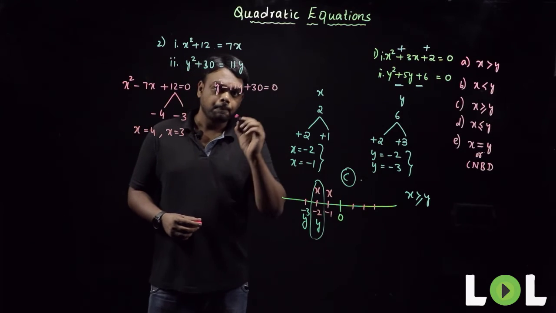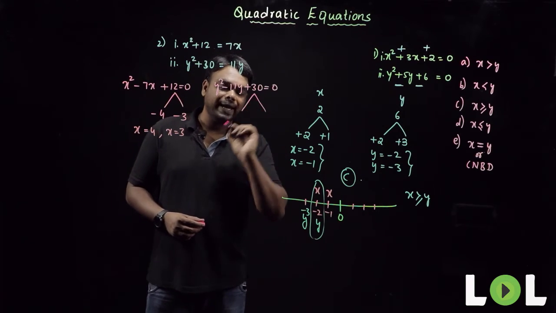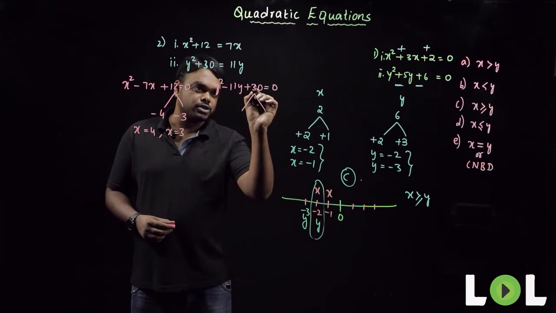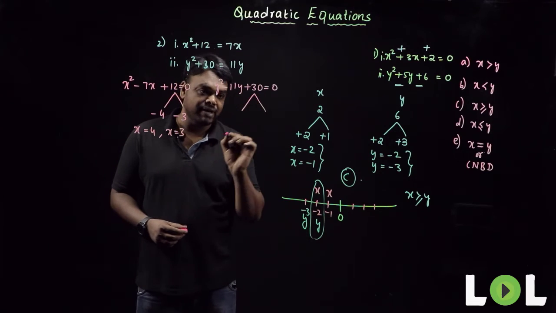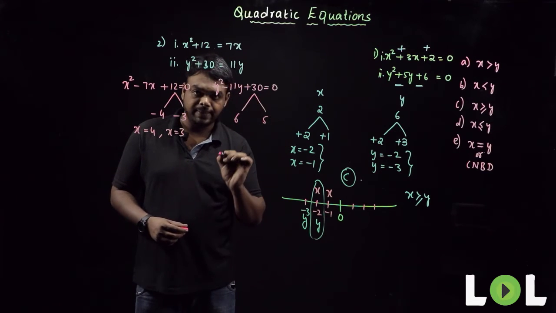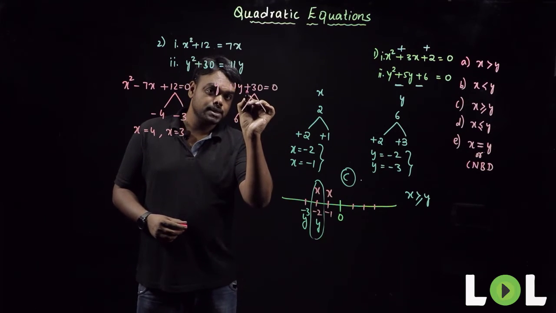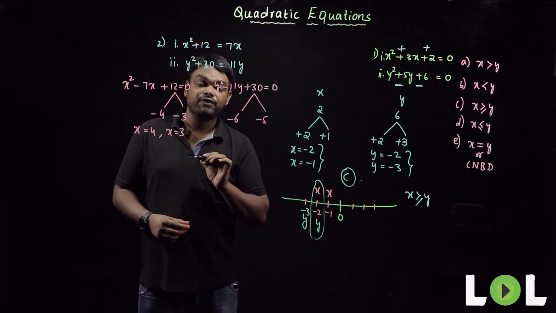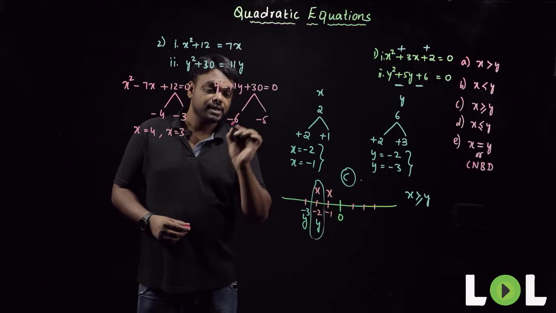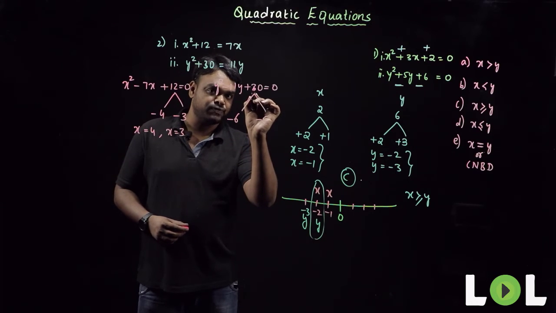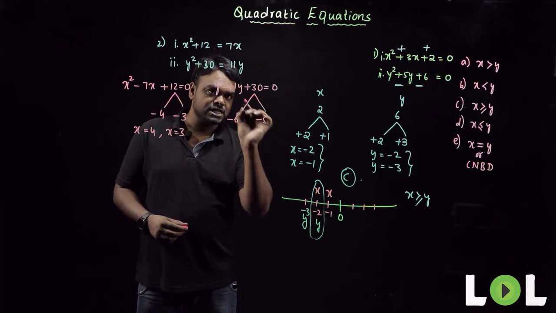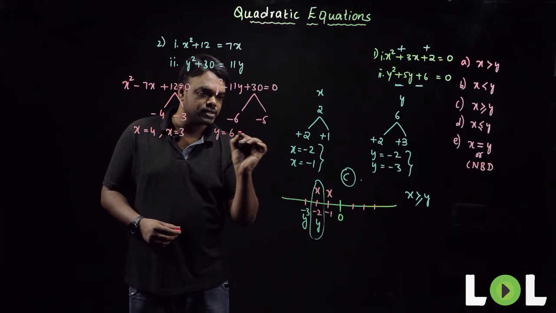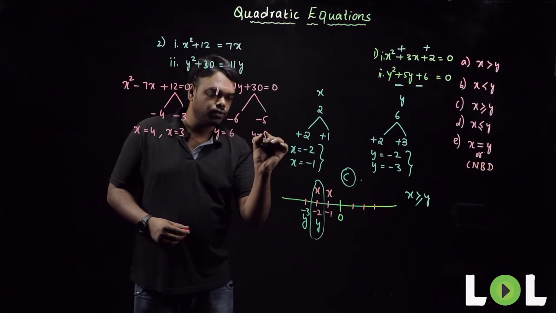Coming to here. y. What is the value? 30. See, product of two numbers has to be 30 and their sum has to be 11. 6 into 5 is 30. Product is plus. Sum is negative. Means minus 6, minus 5. If I take minus 6, minus 5. Minus into minus plus, 6 5 is 30. Minus 6 minus 5 minus 11, perfect. Then what will be the values? y is equal to 6. y is equal to 5.